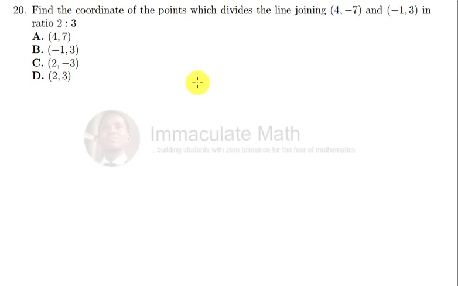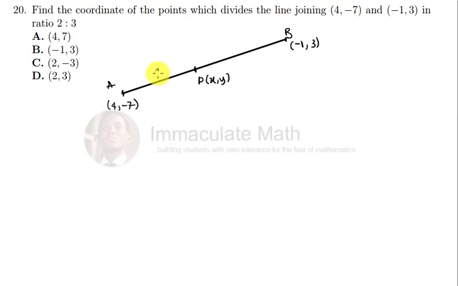Let's try to sketch the line segment. So now we have something like this. Let me say this is my point A, that's (4, -7), and this is my point B, which is (-1, 3). Let this be a point on this line segment. So this is point P, which is (x, y), dividing in the ratio 2 to 3. So this is ratio 2 to 3. Let me try to see if I can complete this diagram by joining something like this. So we have something like this, and we have this like this. That means we have two triangles. So this is actually the first triangle. So let me see if I can.